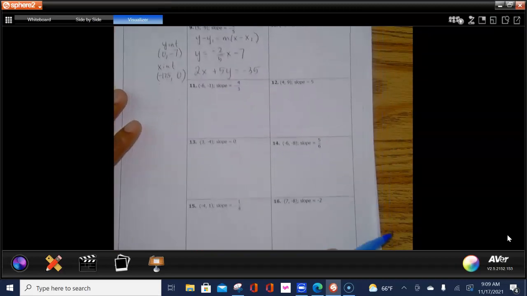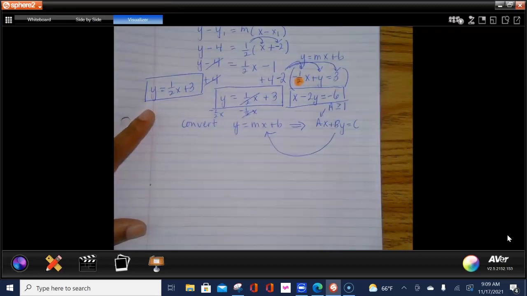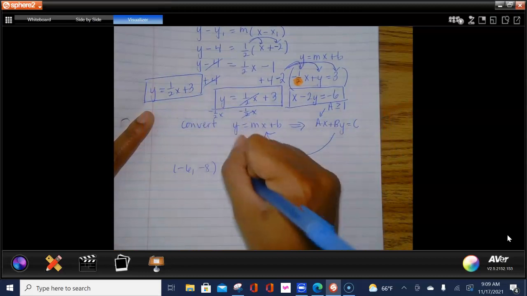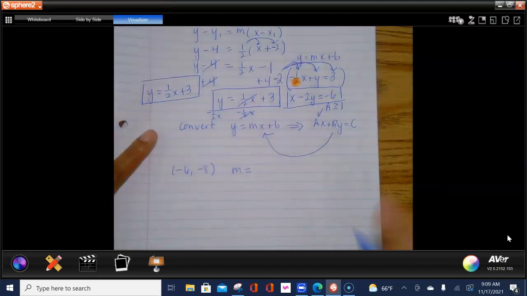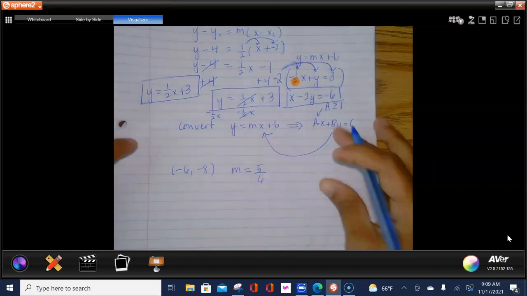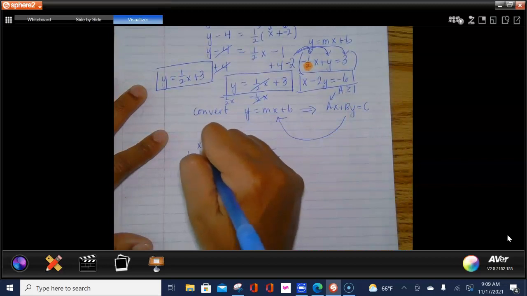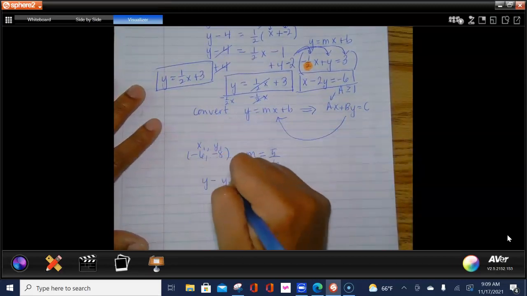All right? So I'm going to go ahead and move to number 14 and also do number 16. For number 14, the point that they give us is (-6, -8), and the slope they give us is 5/6. All right, here we go. So again, we are given a point and a slope. This is the x1, this is the y1. And the point slope formula is this one.